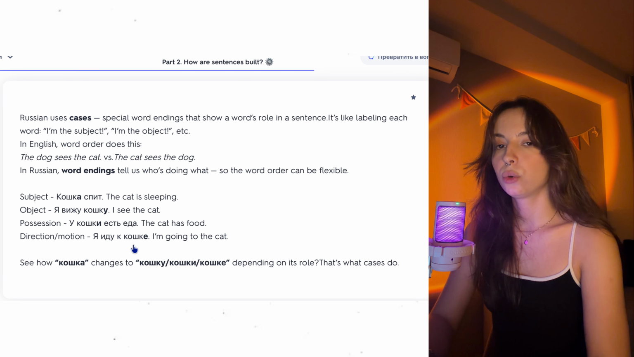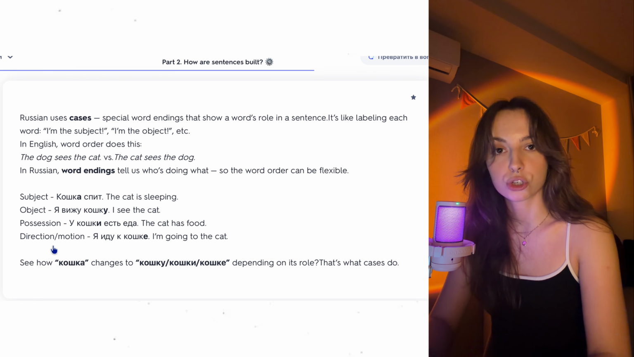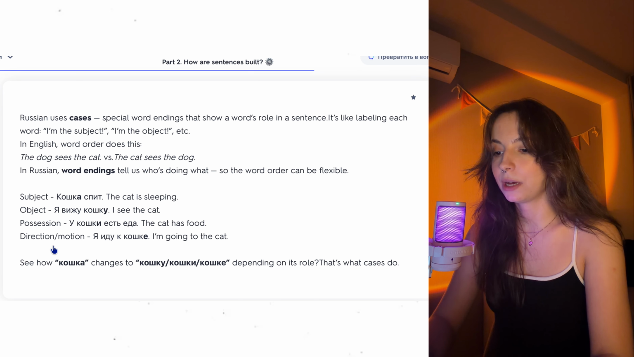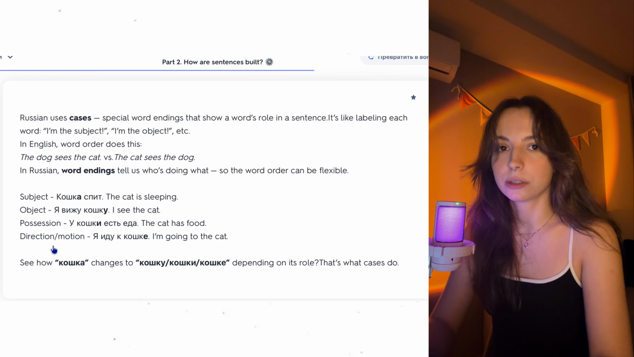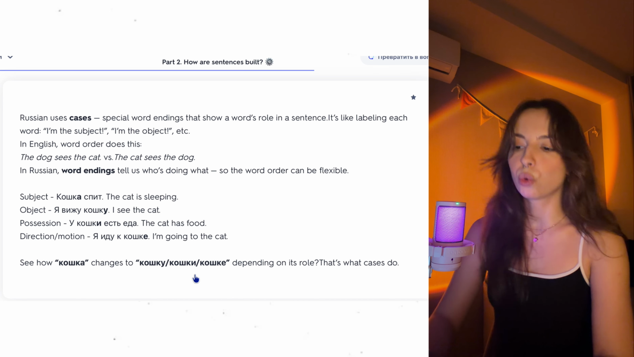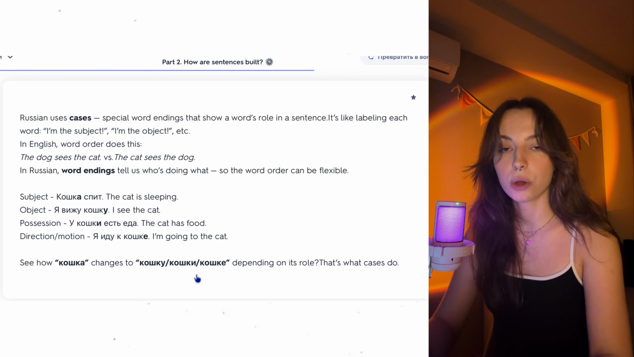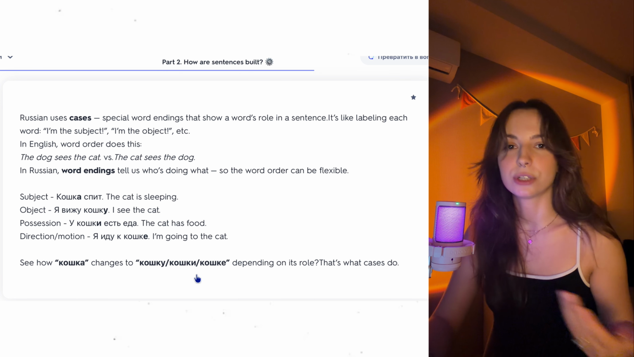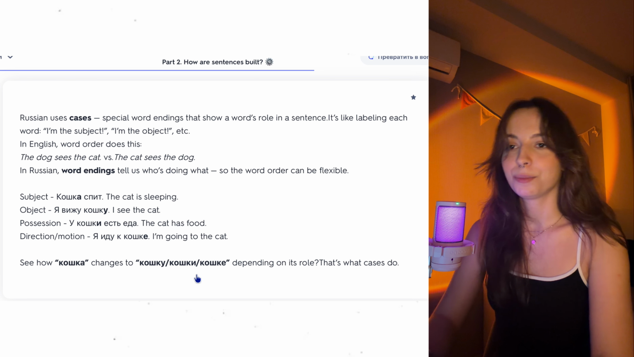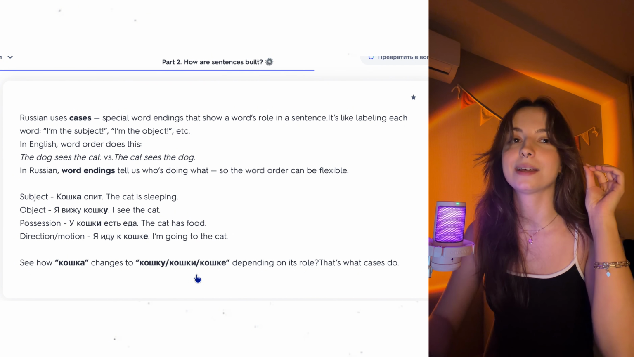Я иду к кошке. Ending "e" shows us that we talk about direction or motion. It could be difficult if you just talk about this and look at this, but when you start learning cases, it will be very clear for you. So, yeah, кошка changed to кошку, кошки, depending on its role in the sentence. Almost every Russian noun will use case endings. It will have different endings. This is why it's one of the most difficult rules in Russian, because you need to think about almost every word in your sentence and put it in the correct case.